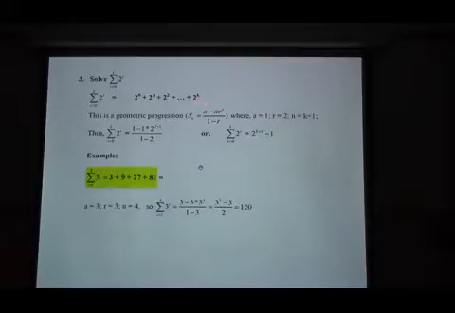So it's going to be the first term minus the first term times r to the n, over 1 minus r. So it's going to be 1 minus 1 times the ratio to the n, over 1 minus r. That gives me 2 to the k plus 1 minus 1 over 2 minus 1, when I multiply top and bottom by negative 1 over negative 1. Does that make sense?